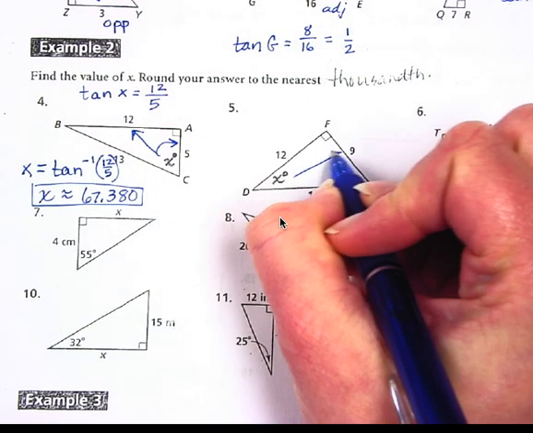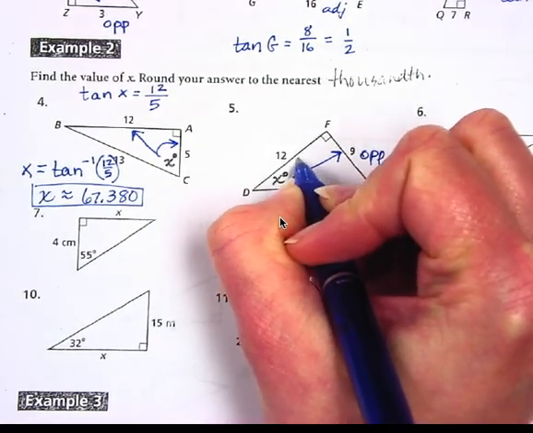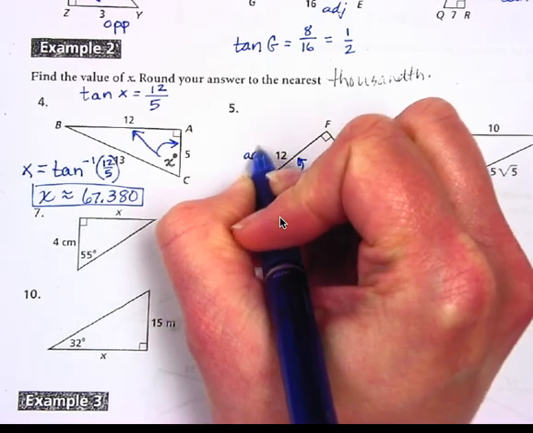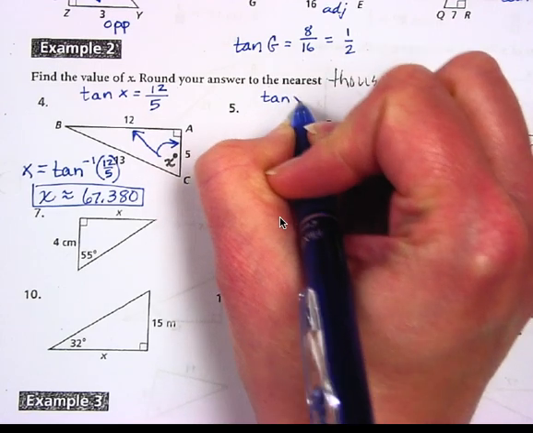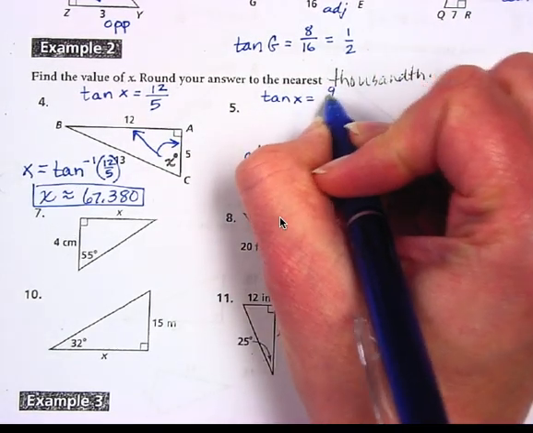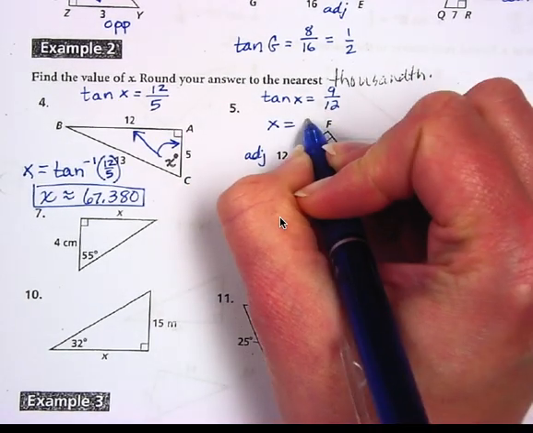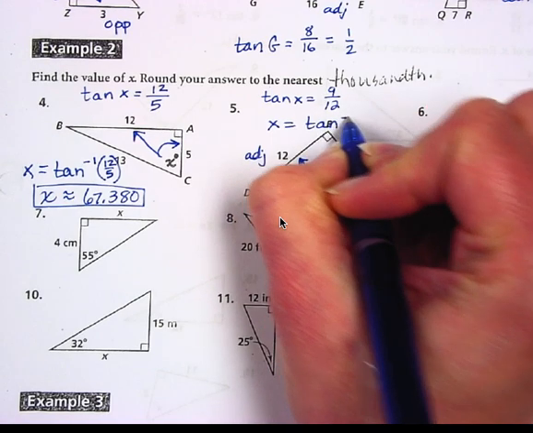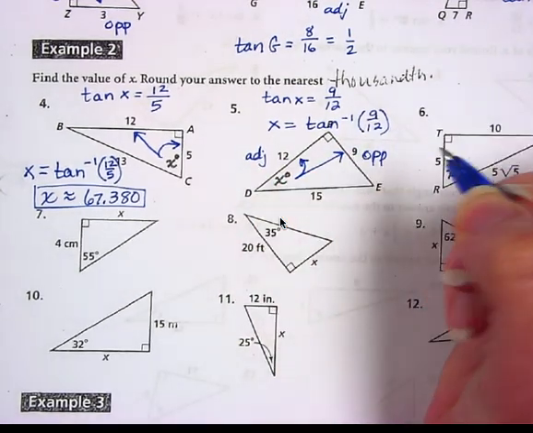What's opposite? 9. What's adjacent? 12. So tangent of x is equal to opposite, which is 9, over adjacent, which is 12. That means x is equal to the inverse tangent of 9 over 12. Okay, you can reduce that to 3 over 4.